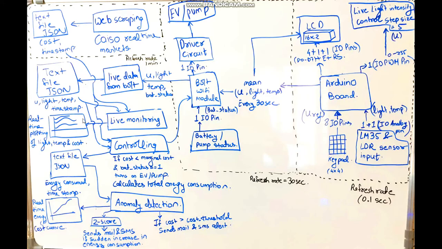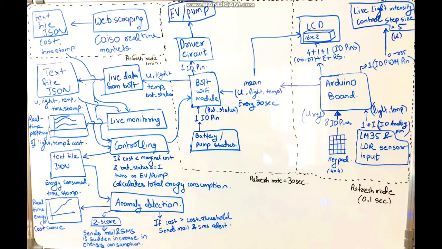If a user just wants to see how the light in his room has fluctuated over 2 to 3 days, he can use the live monitoring graphs to see it. And if he wants to monitor the cost, let's say to see whether charging his electric vehicle at night would cost less, he can see it in this real-time plotting. The live monitoring script does that.